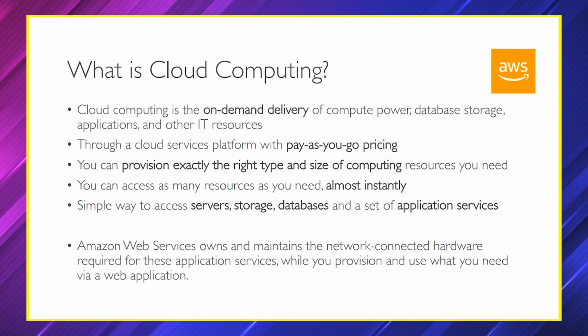Okay, so everything is delivered on demand and everything is available instantly. And again, we have a simple way to access the servers, storage, databases, and a set of application services. So previously, when we were talking about the on-premise architecture, we had to prepare different firewall settings. We had to take care of all the security concepts, all the different ways to access it, whether you can access it through a system or through a specific software.